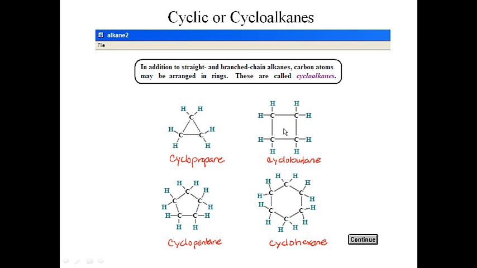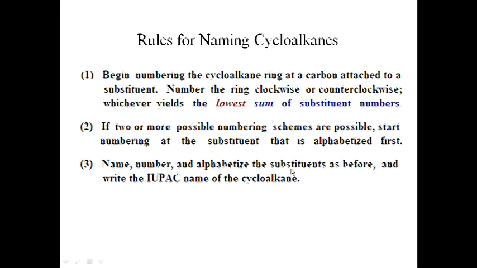So what we're going to do is talk about, first of all, how to name them, some of the structural features of the 3 versus the 6 carbon ring, and then we'll spend Friday's lecture talking about the conformations of cyclohexane molecules. We'll get into a little bit of that today. So let's start with the IUPAC rules for naming cycloalkanes.